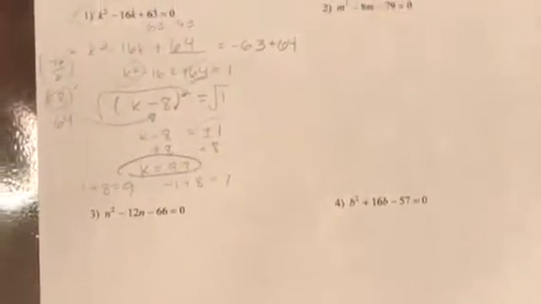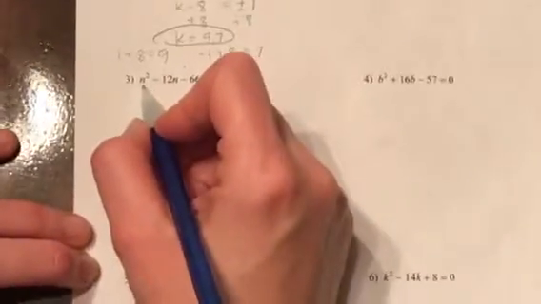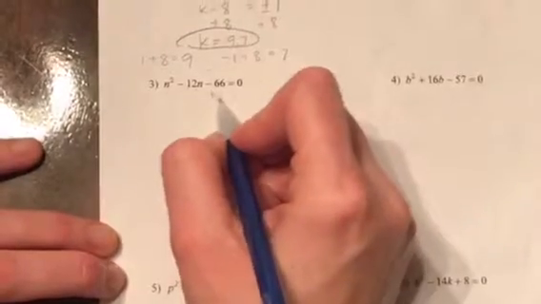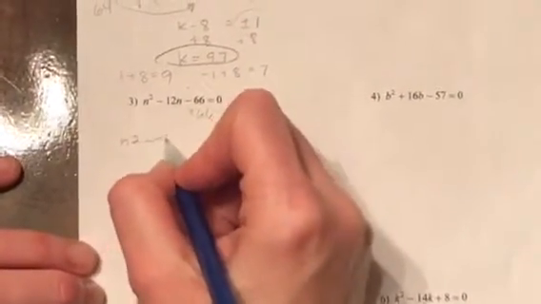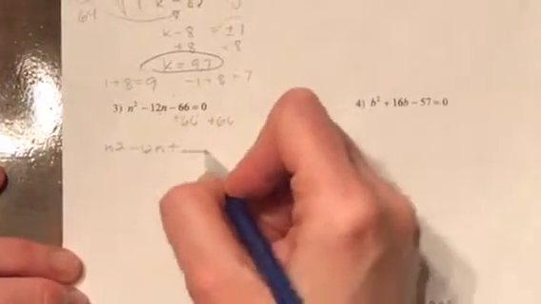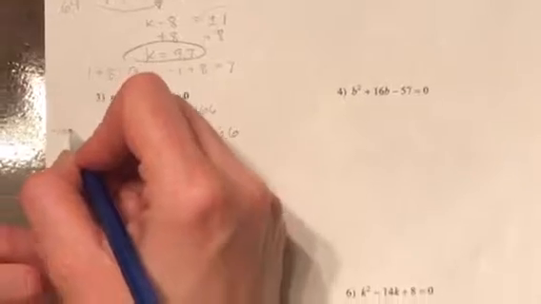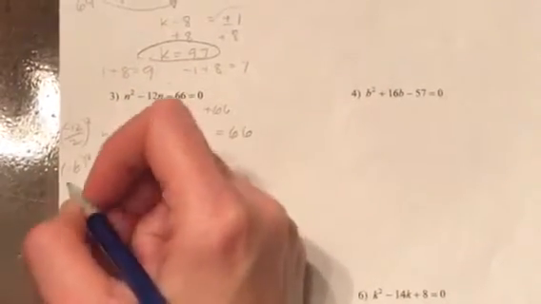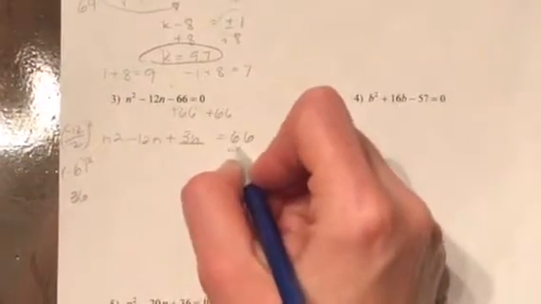So that was a review question. I can do one more of those. We have n squared minus 12n minus 66 equals 0. Isolate the c value, adding it to both sides. Take the b value, divide by 2 and square it. So adding 36 to both sides.